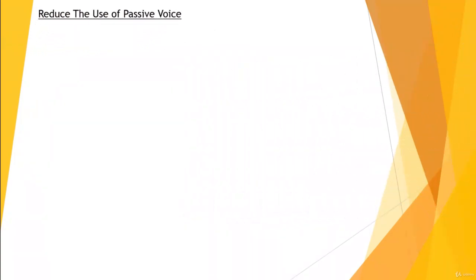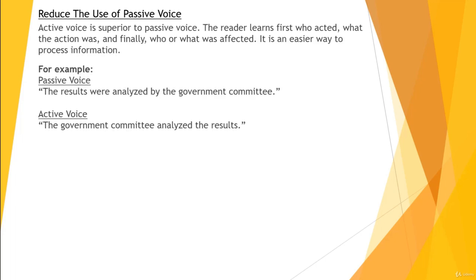Reduce the use of passive voice. When writing in a passive voice, we don't have to spend time writing in clear and concise language. It may be a time saver, but it can lead to unclear syntax and stretched sentences. Active voice is superior to passive voice. The reader learns first who acted, what the action was, and finally who or what was affected. It is an easier way to process information.